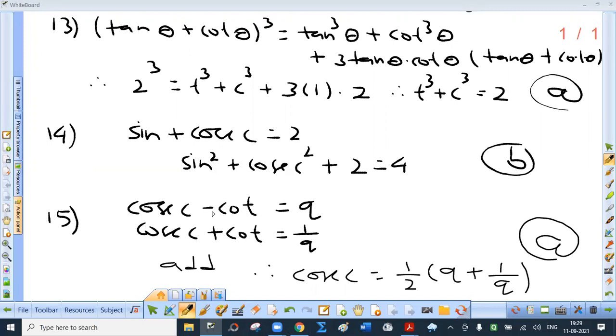So what is cosec minus cot? 1 upon (cosec plus cot) and vice versa. So if this is q, cosec plus cot is 1 upon q. Add the two, twice cosec is q plus 1 upon q. So what is cosec? Half of (q plus 1 upon q), which is given in option A.